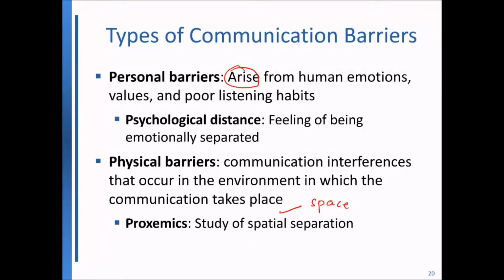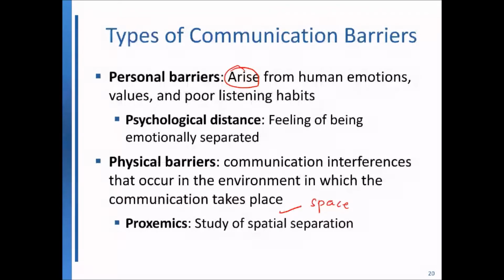Can he understand the other person? No. Remember, their distance is only half a meter away, but he cannot understand the other person because of emotion. Human emotion. He has an emotional problem. We call that psychological distance. While the other one, we call that proxemics.